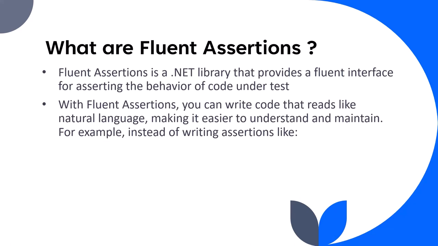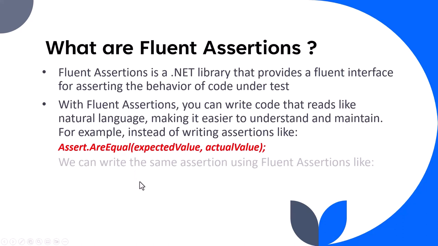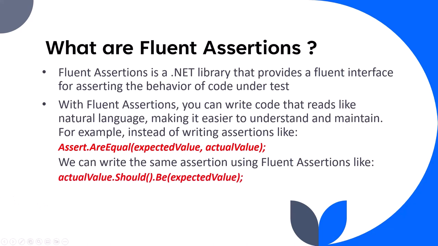For example, instead of writing assertions like Assert.Equal, which is a method taking the expected value and the actual value, we can write the same assertion using Fluent Assertions like actual value dot Should dot Be expected value. This expression is more readable, as you can see that it's more like plain English, especially when working with complex objects. Fluent Assertions provides a rich set of extension methods that allows you to write assertions for different types of objects, including strings, numbers, collections, and objects. It also supports custom assertions, allowing you to define your own assertion methods for your custom types.